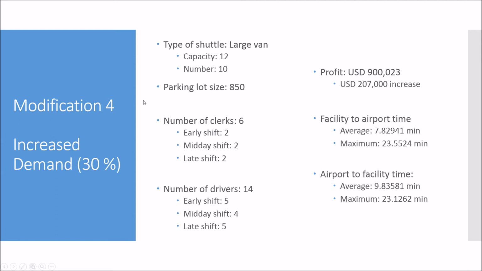We also found that the parking lot size required to maximize profit changed to 850, and that the profit actually increased quite a lot to 900,000 per month. This is a 200,000 increase, which is about 30% of the original profit that we had. The number of clerks needed remained the same, but the number of drivers increased to 14. And we also find that the traveling times between the airport and the facility remain competitive with this solution.